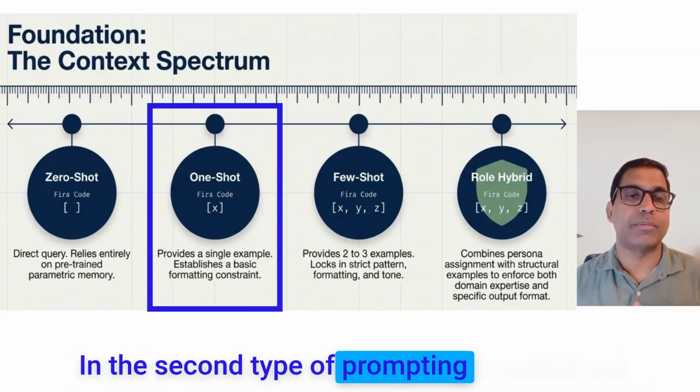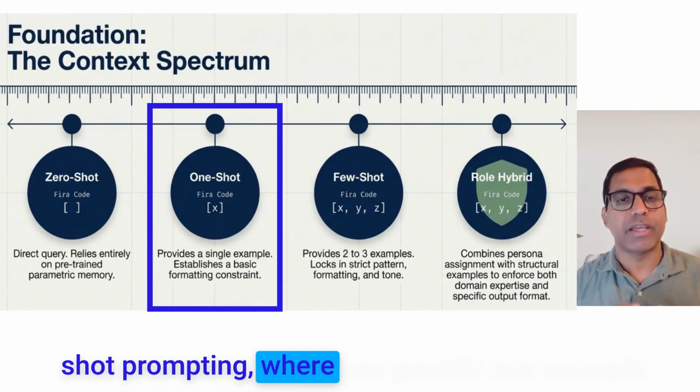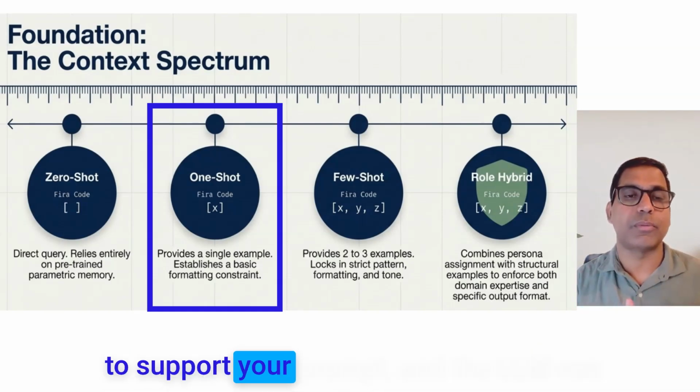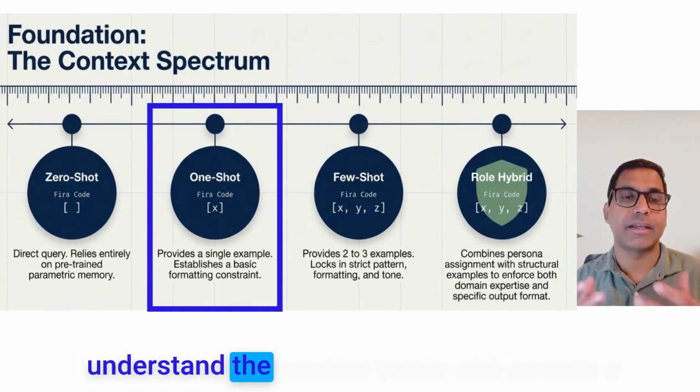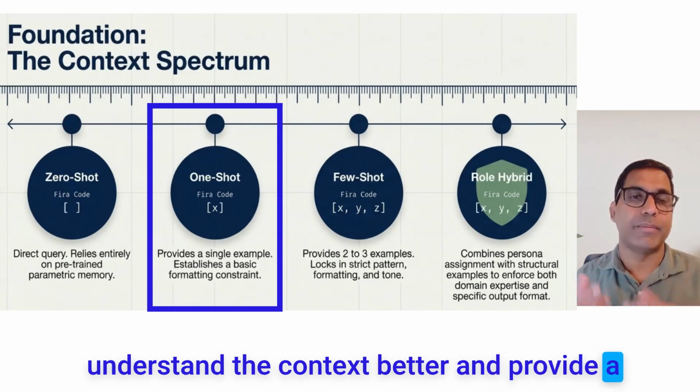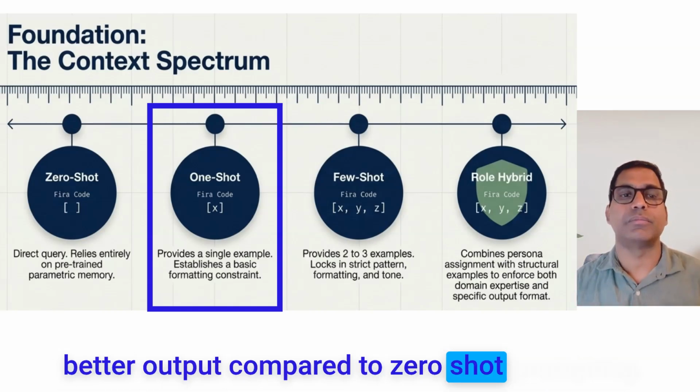The second type of prompting is called one shot prompting, where you provide one example to support your prompt, and the LLM can understand the context better and provide a better output compared to zero shot prompting.